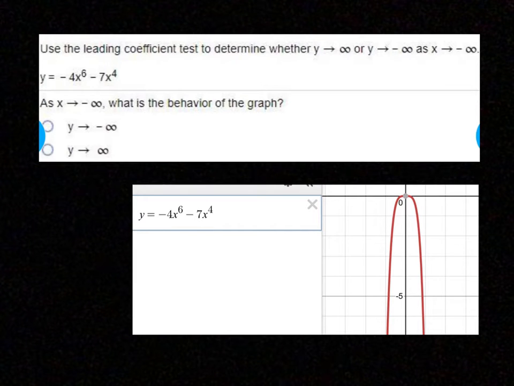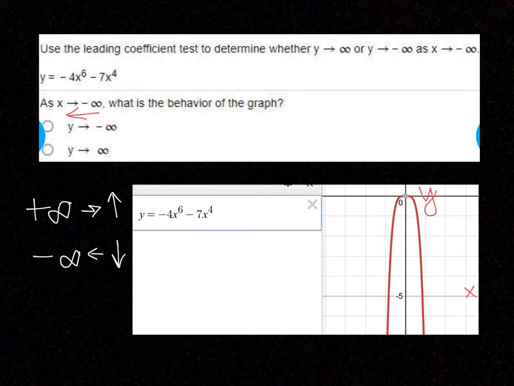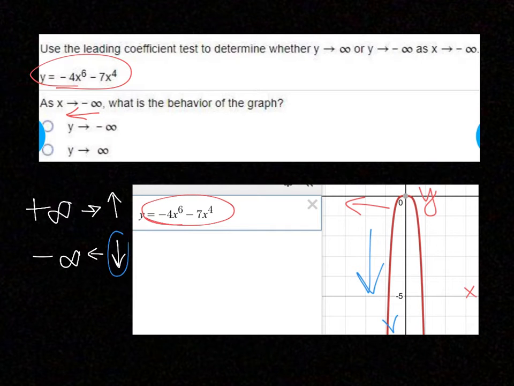Same type of question here. So remember, when we're talking about our infinities, positive infinity is either right or up, and negative infinity is left or down. So this one is asking what happens when x tends to negative infinity. Again, x is my left and right, y is my up and down. So when I graphed it in Desmos, it's the exact same thing that's up here. So what happens when x goes to the left? What happens to my graph? Well, my graph goes down. So that would be negative infinity.